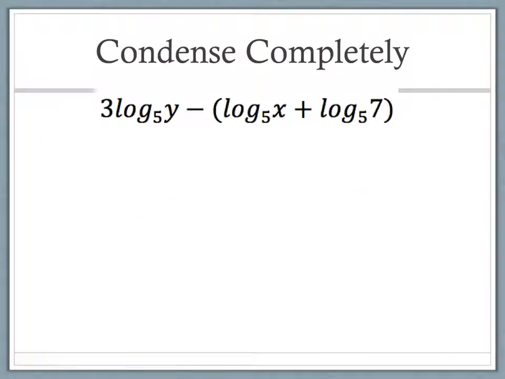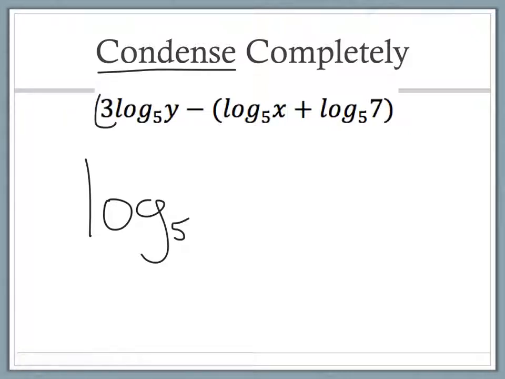All right, now we expanded. Now we're going to condense. Condense means we're going to make it smaller. So in other words, we're going to make this one logarithm. So I'm going to write this as log base 5, and then I'm going to go from there. Before I do that, I notice that I have a 3 that I can move into an exponent. So I'm going to put this as y to the 3rd.